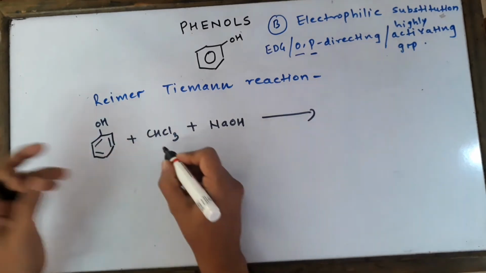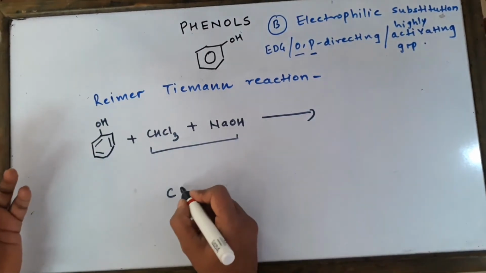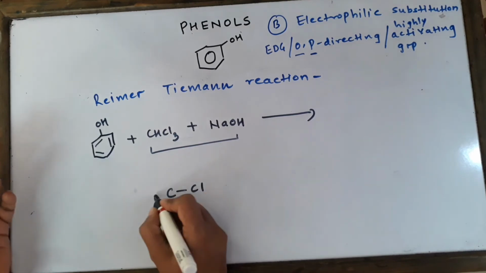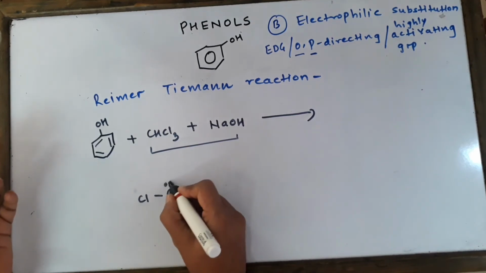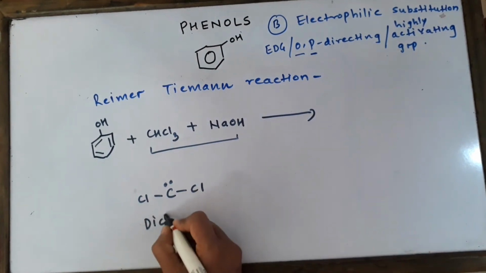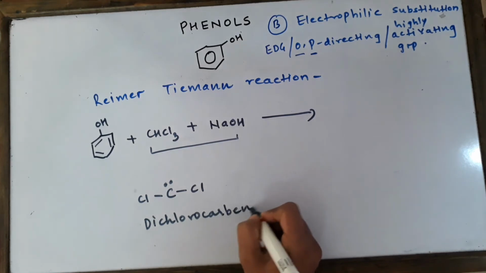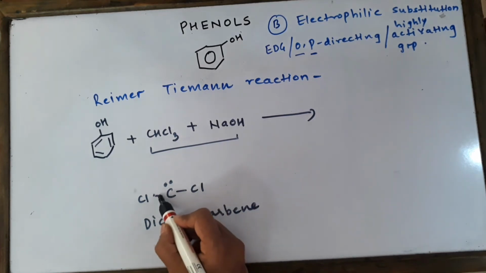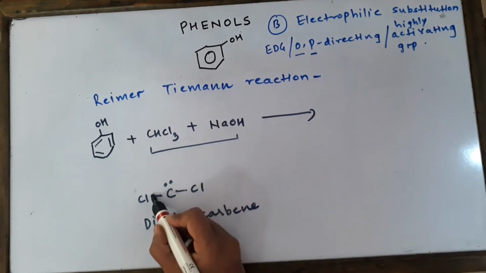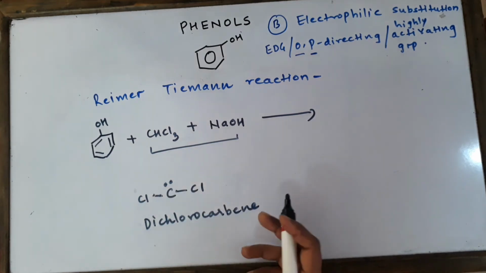And what happens when these two substances are mixed together, we get the formation of a highly reactive electrophile, which is this compound. This is dichlorocarbene. It is an electrophile. Carbene is the species which has got 6 electrons around the carbon atom. You can see 1, 2, 3, 4, 5, 6. So they have a sextet of electrons and are quite unstable species.